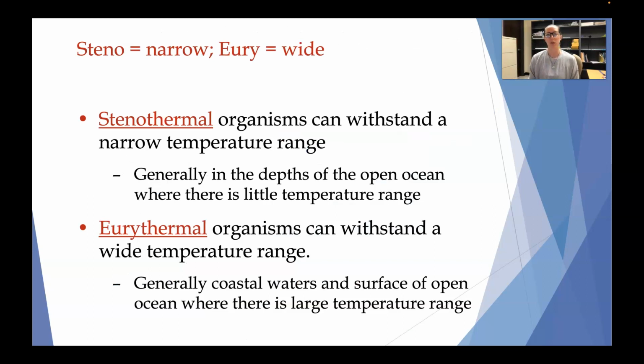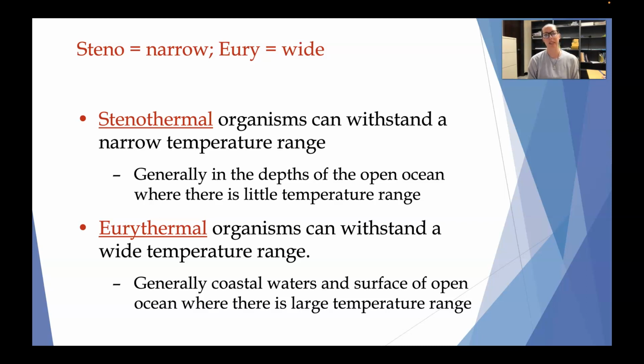So stenothermal means organisms that can withstand a more narrow temperature range. This is generally in the depths of the ocean where there is not really a whole lot of temperature change at all. Because if you remember, we looked at those charts, and after a certain depth, everything kind of evens out and really stays around 0 to 4 degrees Celsius. So there's not a whole lot of change in the deep open ocean.